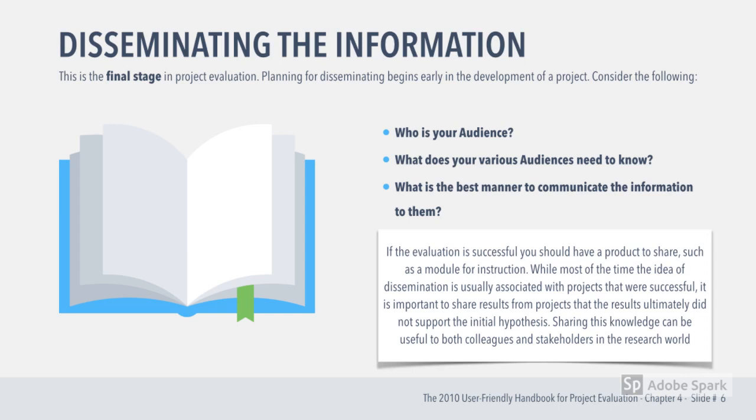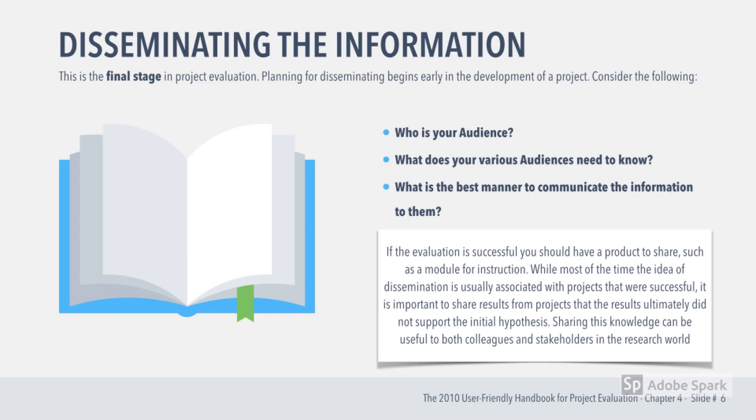When developing a dissemination approach, consider these 2 questions. What does your various audience need to know? And what is the best manner to communicate the information to them? It is important to share results with stakeholders to help them understand what the results mean for them and what they can use this information for.